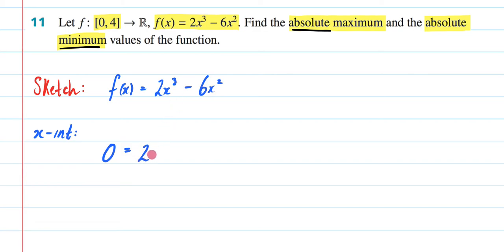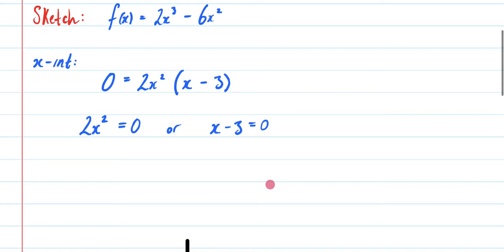Well, I can take 2x squared out as a common factor, and that means I'm going to be left with x minus 3. Then, using my null factor theorem, I'm going to set each of them equal to 0. So 2x squared is equal to 0, or x minus 3 is equal to 0. Now I just need to solve both of these for x. So this one's going to be x is equal to 0, and this one will be x is equal to 3. So I've just found my two x-intercepts. They're going to be 0, 0 and 3, 0.